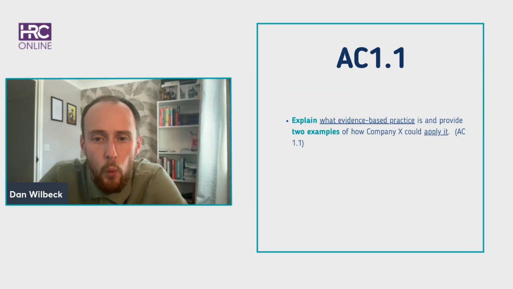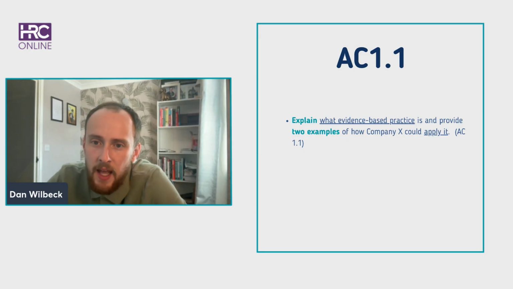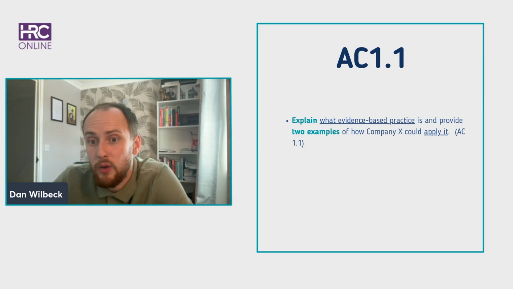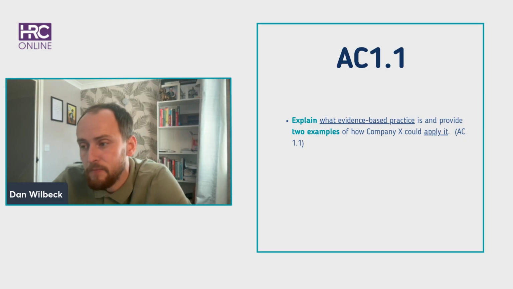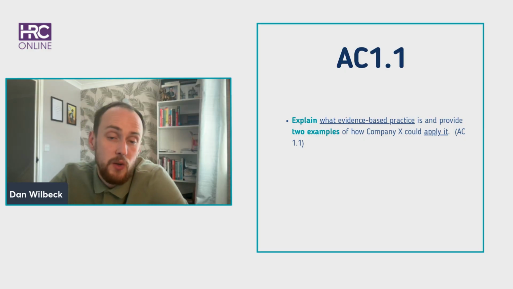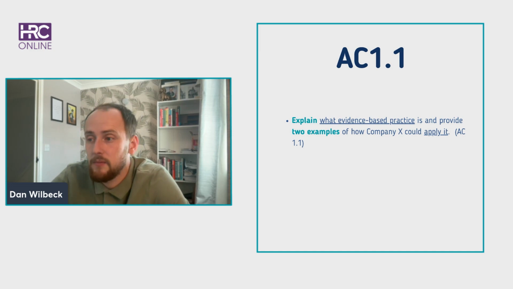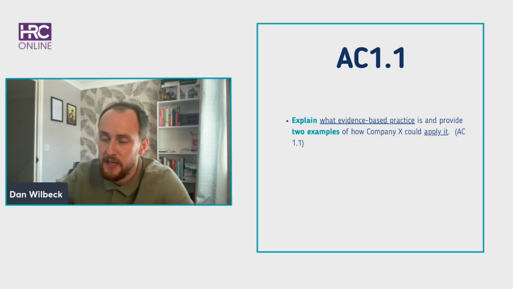AC 1.1 is explain what evidence-based practice is and provide 2 examples of how Company X could apply it. So the verbiage here is explain. So we want you to explain. So what are we explaining? Evidence-based practice. EBP is maybe what it is referred to in some articles too, but it would be evidence-based practice. And then action point 2, we want you to explain 2 examples or provide 2 examples of how our company in our scenario could apply evidence-based practice.